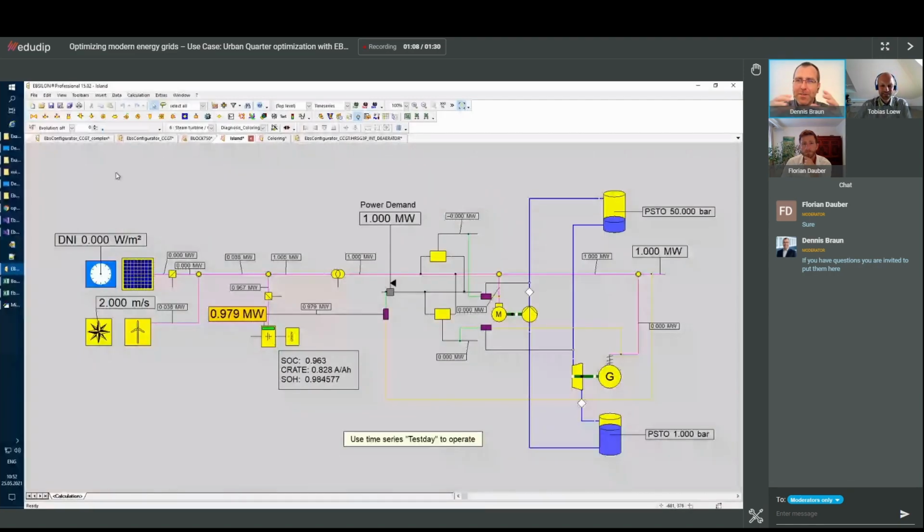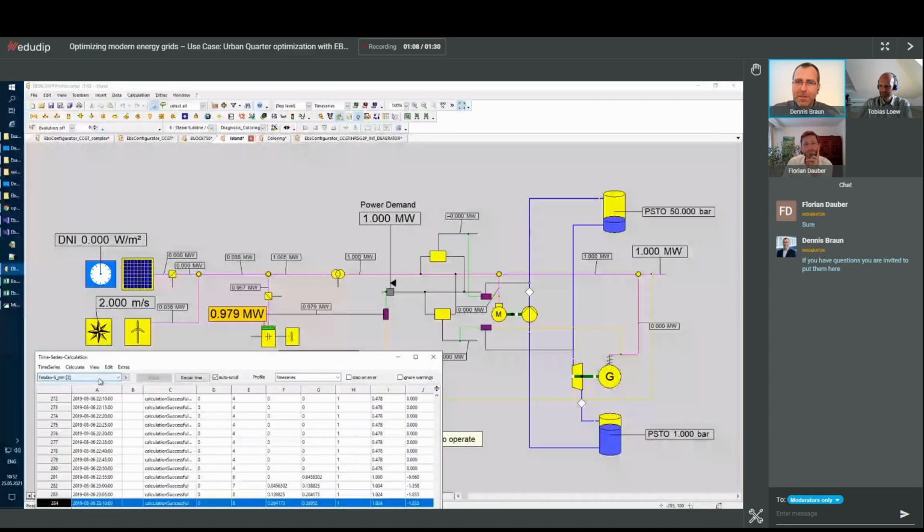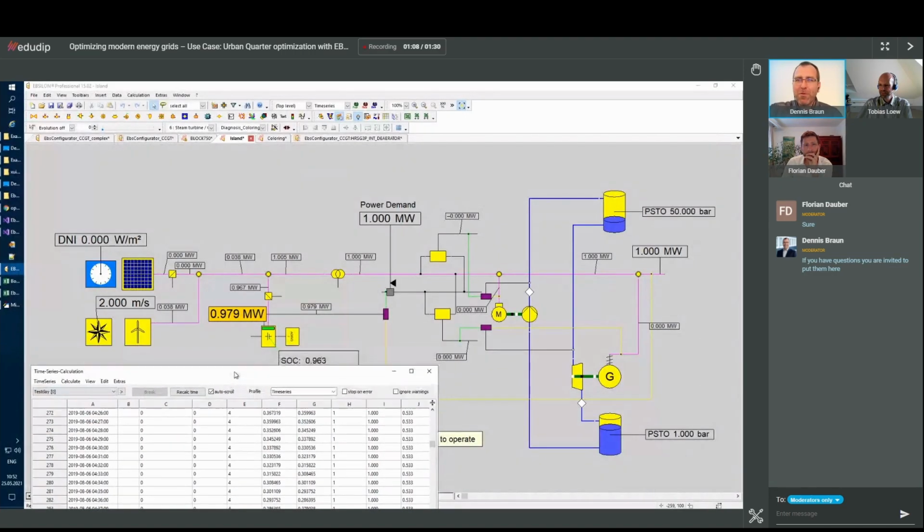Like isolated things that are similar to the urban quarter. That's why we put it together here. Different things, storage in one isolated grid, where you cannot always say, well, I just buy it from the grid.